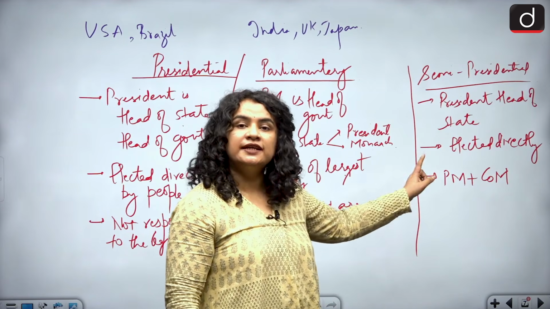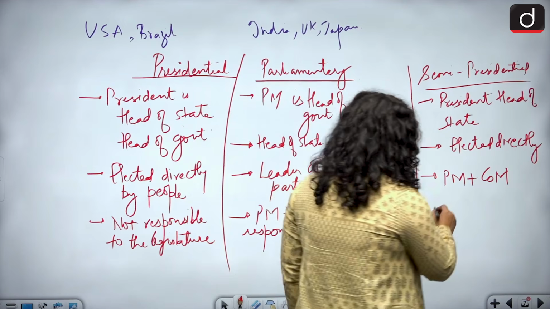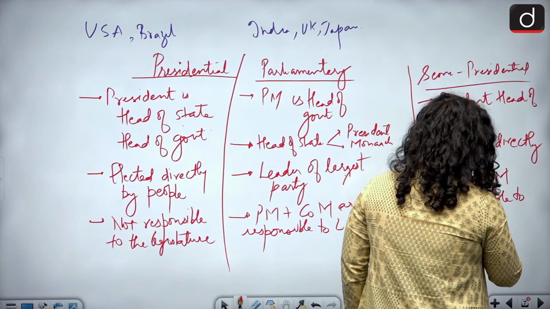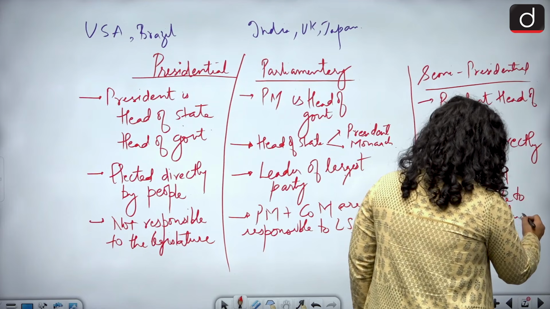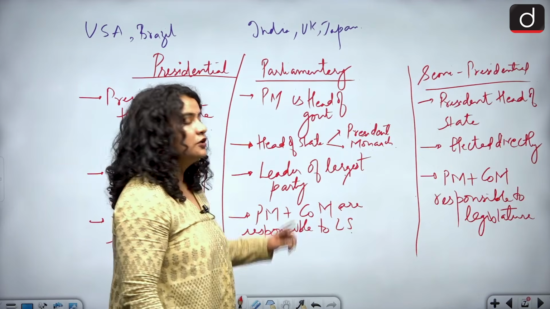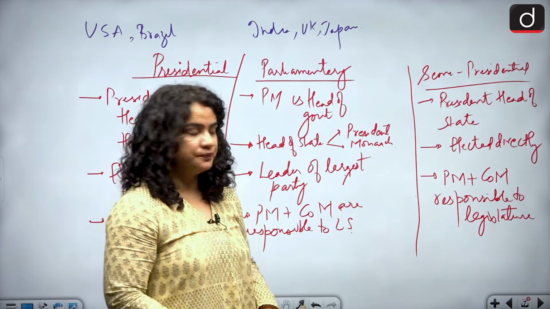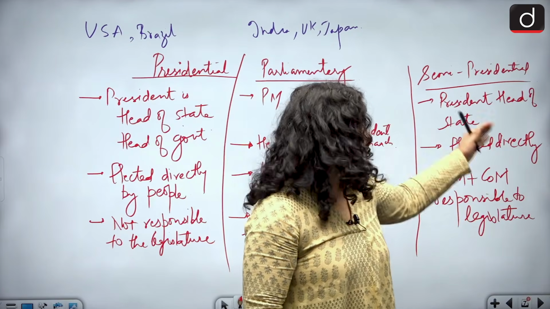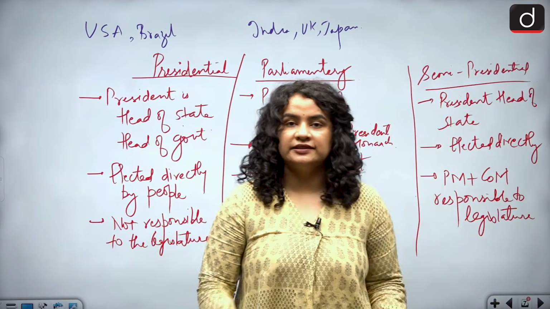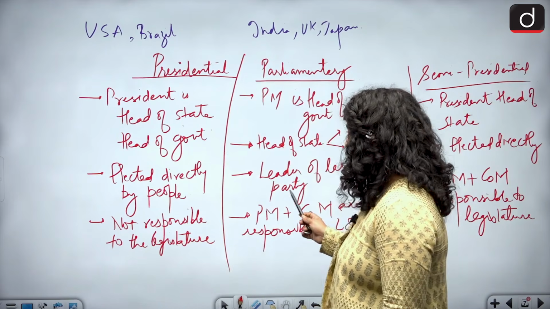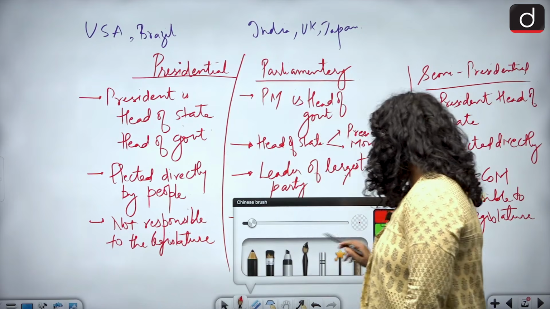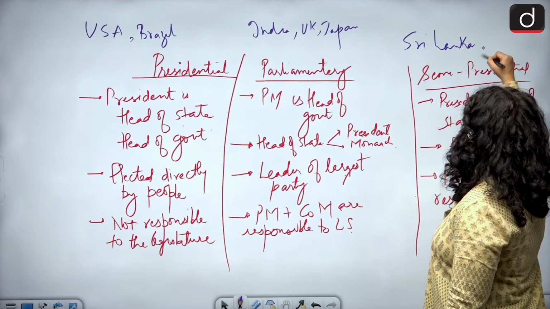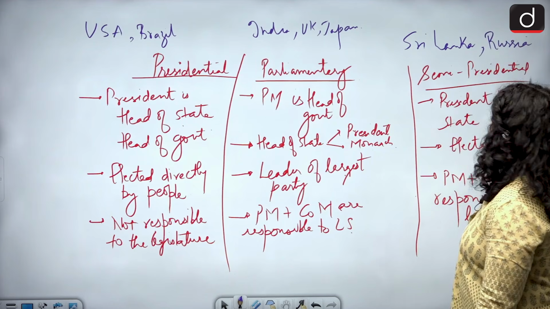Are they responsible to the legislature? Yes, they are responsible to the legislature. Is the president responsible to the legislature? No, the president is not responsible to the legislature. So, even though the prime minister is the head of the government, the powers are really shared between the president as well as the prime minister. Now, based on this information, but before that, let me tell you that this system is present in Sri Lanka, Russia, and even France.